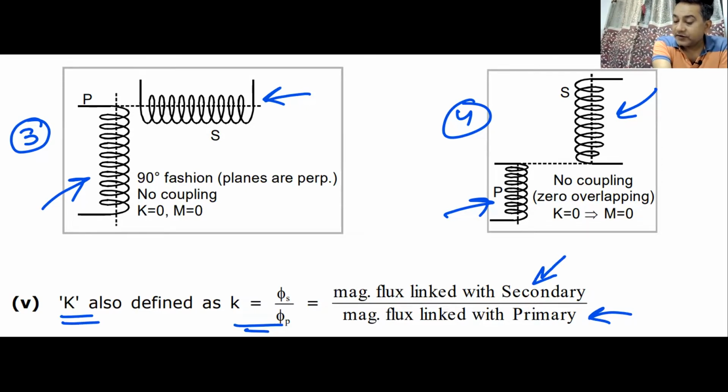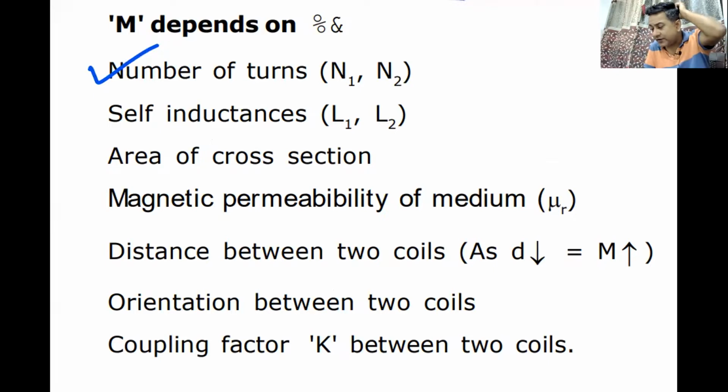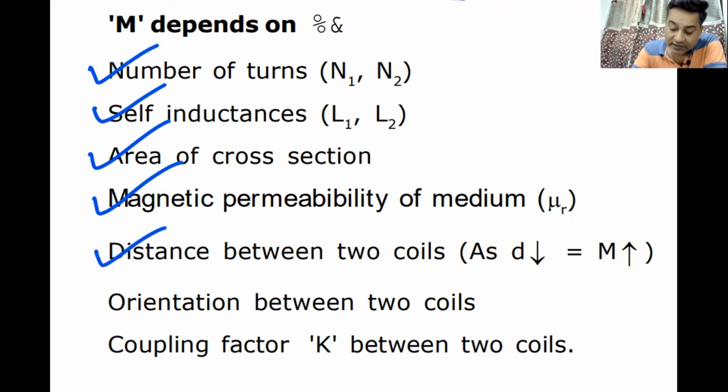Now, the last point for today's class is the points on which the mutual inductance depends. You have seen those points. It's important that you note them down. The mutual inductance depends on the number of turns, N1, N2. It depends on the self-inductances; we have seen the formula with L1, L2. It depends on the area of cross-section. It depends on the medium. It depends on the distance. It depends on the orientation, how these coils are arranged, or it depends on the coupling factor.